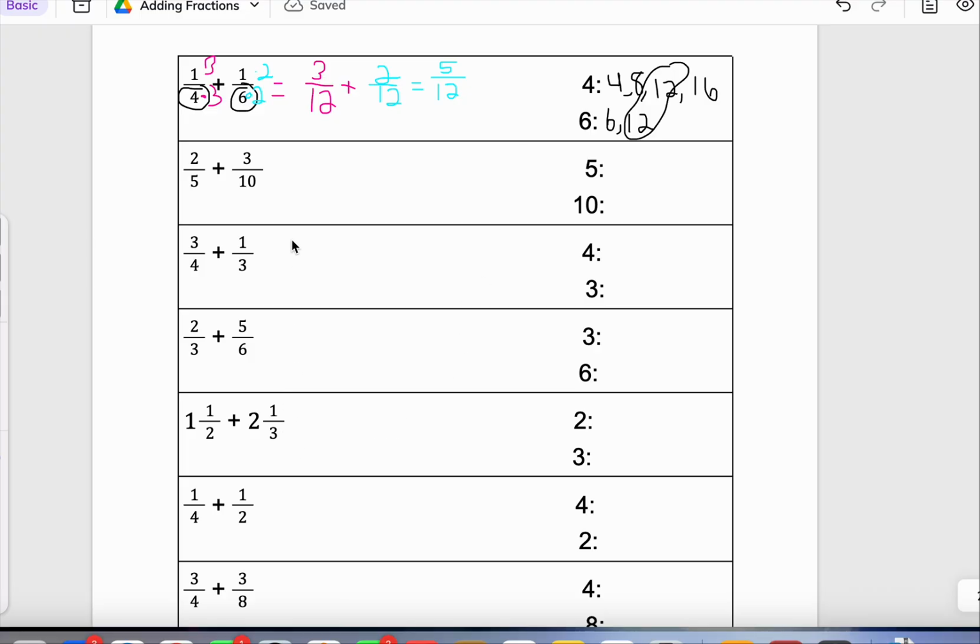So you guys can go and do the next 3 on your own after I'm done with the video, or you can pause this and go do those 3 and then come back and look at mixed numbers. So 1 1/2 plus 2 1/3 are mixed numbers. I can convert them to improper fractions, add them, and then change them back to mixed numbers, but that's a pain. So let's see an easier way to do this.